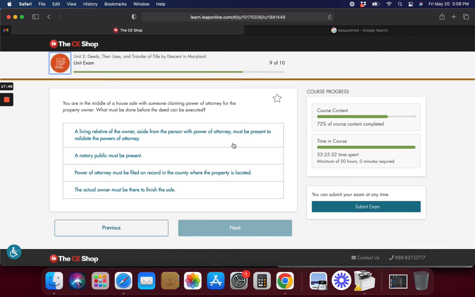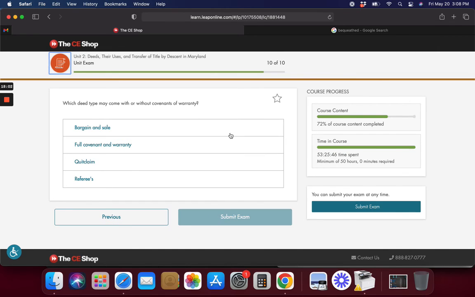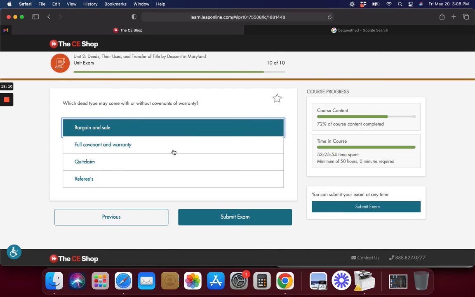You're in the middle of a house sale with someone claiming power of attorney. What must be done before this deed can be executed? I can't remember the answer to this one, but we had this one before. Without or with or without covenants. I'm thinking bargain and sale. Covenants of warranty.